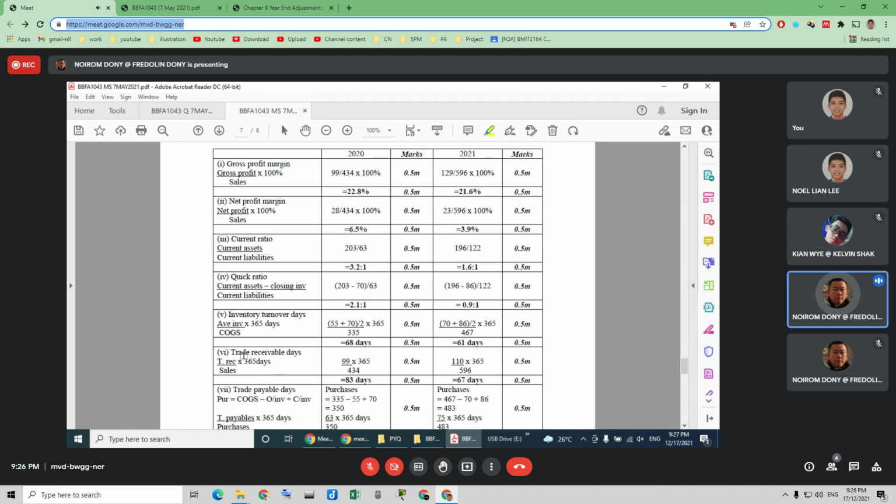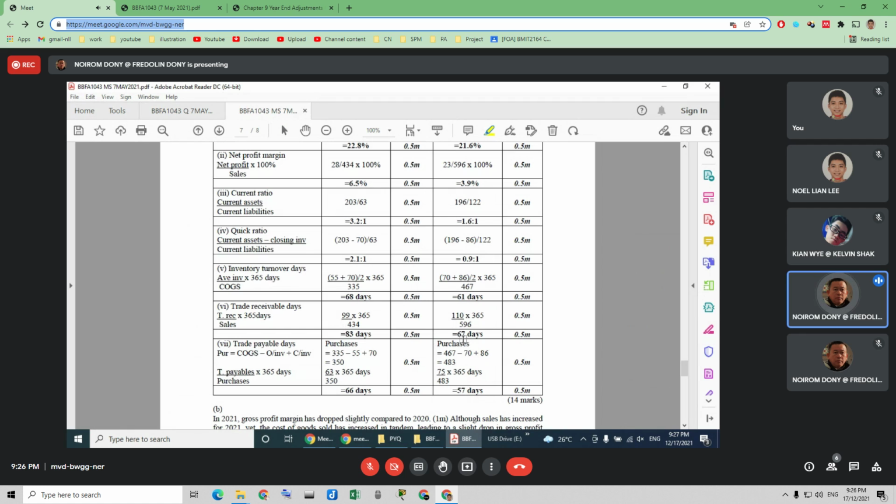And for the trade receivable, we have 67 days the current year, 83 days previous year. So you comment that your collection period is also improving, from 83 days to 67 days. So they have improved the collection system.